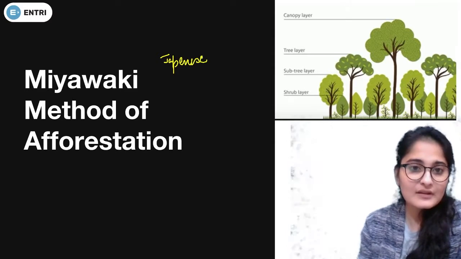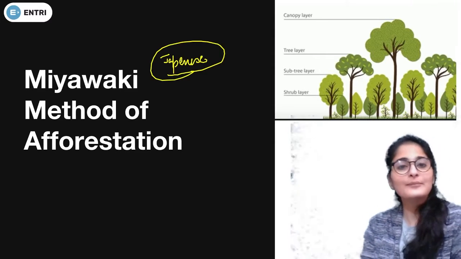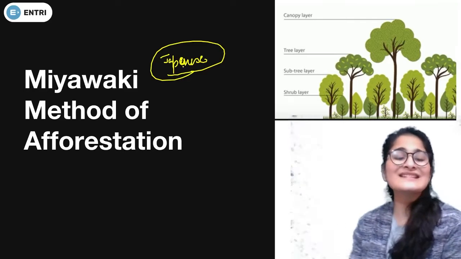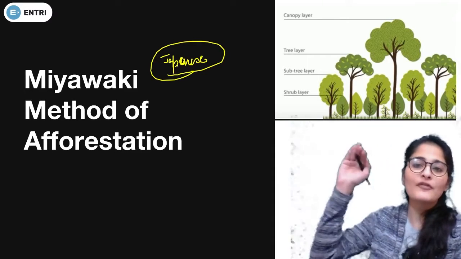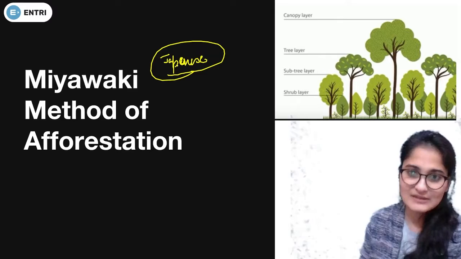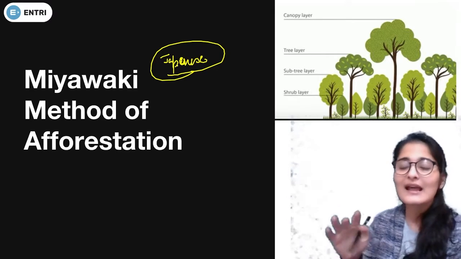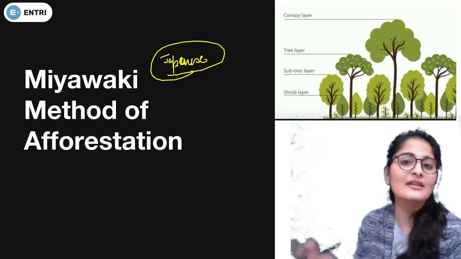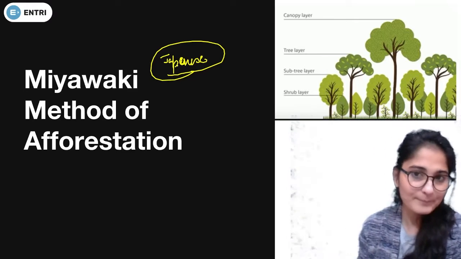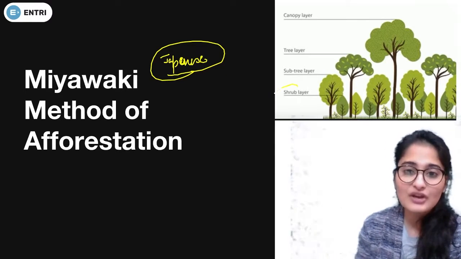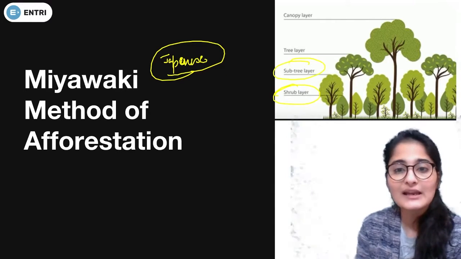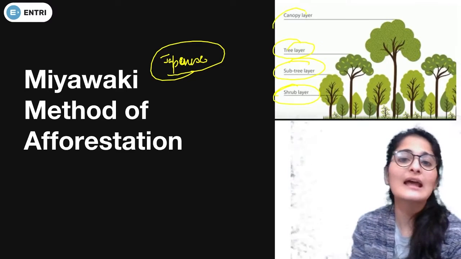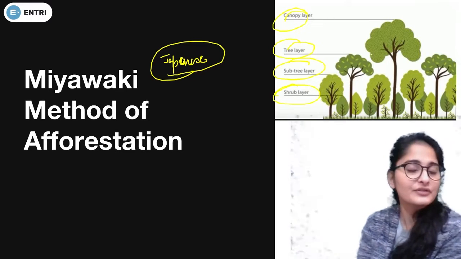The first news event which we are going to discuss is the Miyawaki method of afforestation. Now this is a Japanese method of afforestation. Okay, so it was developed in Japan. And this is basically a layered form of tree plantation, so that every layer is there and there is a bit of density in the forestation that we are doing.